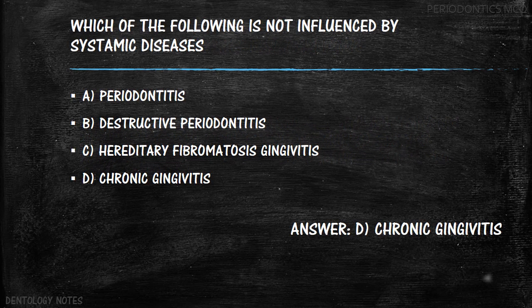Which of the following is not influenced by systemic diseases? A. Periodontitis. B. Destructive periodontitis. C. Hereditary fibromatosis gingivitis. D. Chronic gingivitis. Answer: D. Chronic gingivitis.